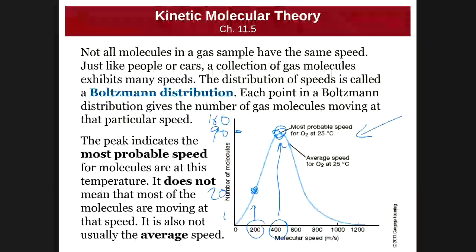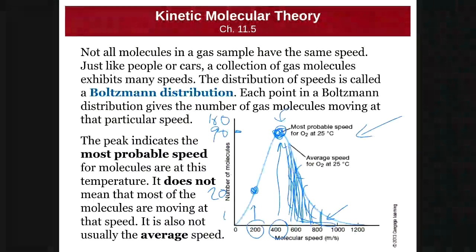But because we aren't catching gas molecules and seeing how fast they move individually, I'm not saying that most of the molecules are moving at that speed, because this is just one point on the graph, and all these other points on the graph have almost the same number of molecules moving at that speed. So you can clearly tell that all of these molecules moving at these speeds add up to more molecules than moving at this speed in particular.